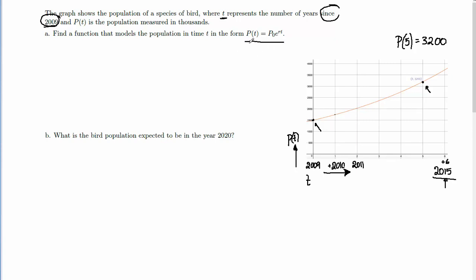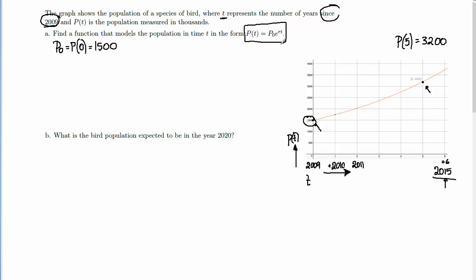Now, look at the first question. It says, find a function that models the population in time t, that is of the form P of t equals P0 e to the rt. Now, too many letters. Okay, fine. Let's see what each one of those letters means. The P0 is going to be the initial population, so nothing else than the P0. And this is easy to find. Why? Because we have it already in the graph. When the t is 0, this is 1500. So this is nothing else than 1500. Okay, so we have that.